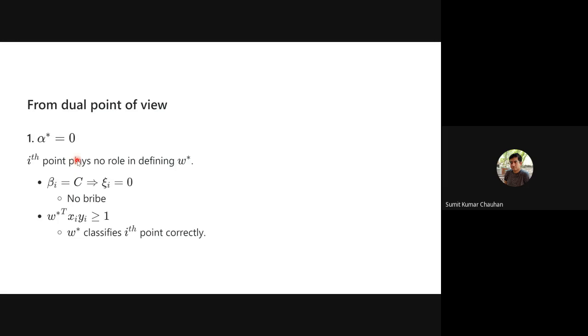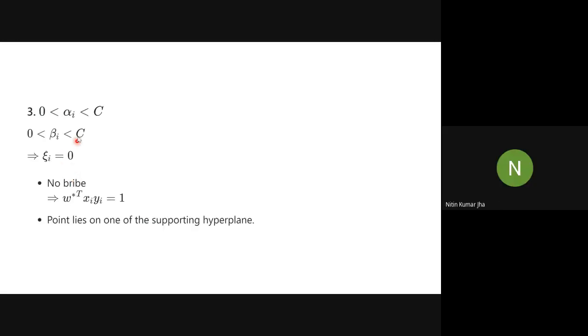But according to this, if we map that situation, alpha can lie greater than or equal to 0 and less than or equal to C. Yes. So if alpha can be less than or equal to C, in such a case, if alpha is equal to C, how can we say that the bribe is 0? Because if alpha is equal to C, then beta must be 0.